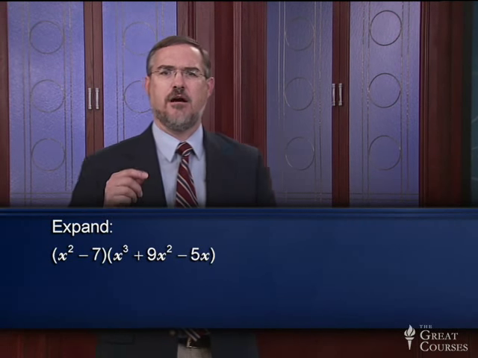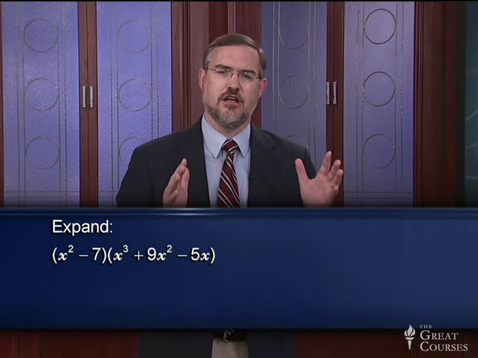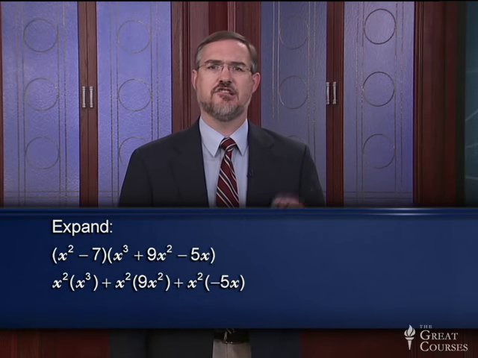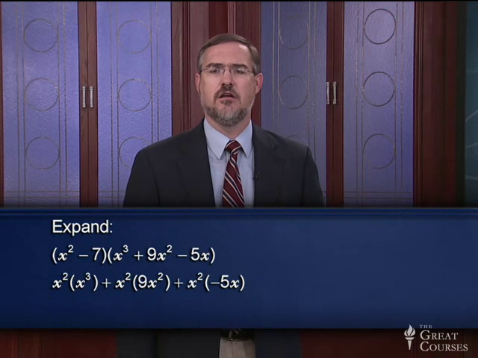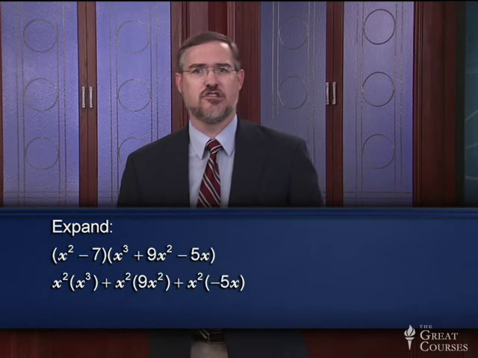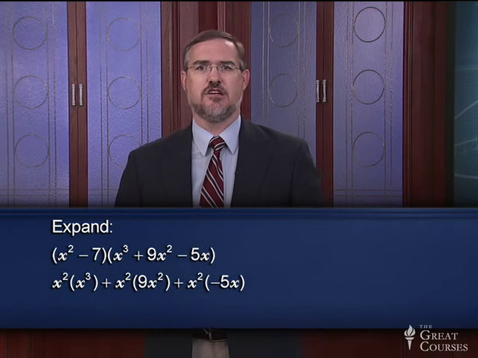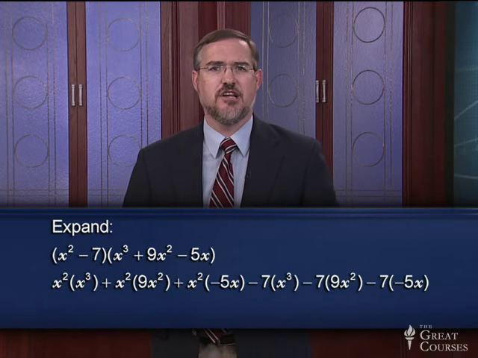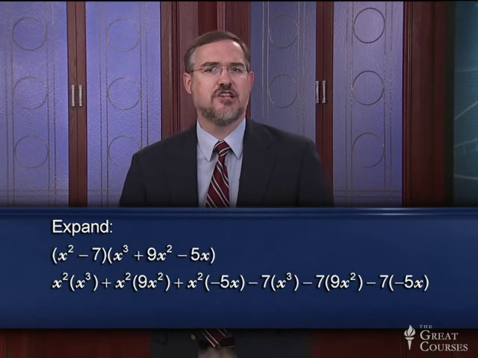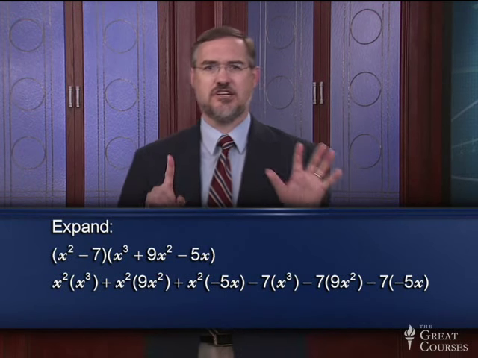I would actually start by multiplying the x squared through all the terms that are in the trinomial. And when I do that, I'll have x squared times x cubed plus x squared times 9x squared plus x squared times negative 5x. Okay, that'll be the start there. And then I have to do minus 7 times all the terms. And I'll have minus 7 times x cubed minus 7 times 9x squared minus 7 times negative 5x. Okay, so now I have my 6 terms.